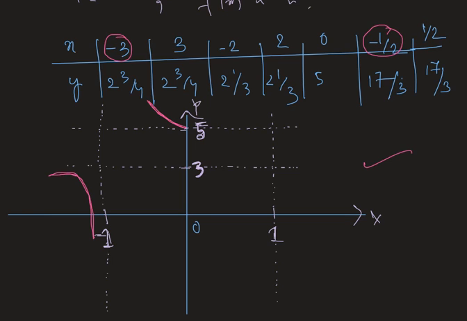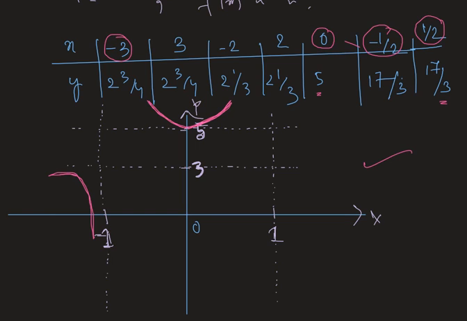Now let's see, whenever the values of x are from 0 to less than 1, then the slope must be positive, and we can see that when the value of x is half or 0, we have value greater than or equal to 5. Therefore, the curve looks like this, that is, positive slope and greater than 5.